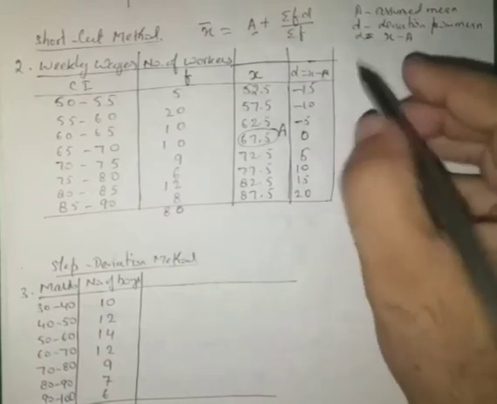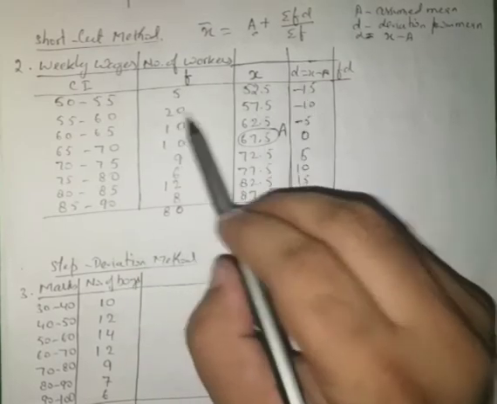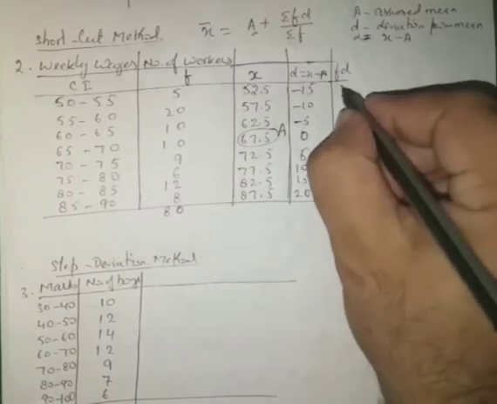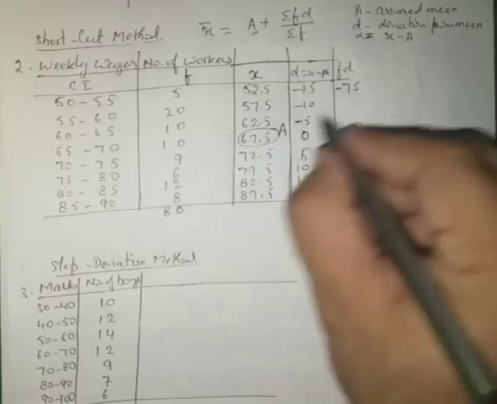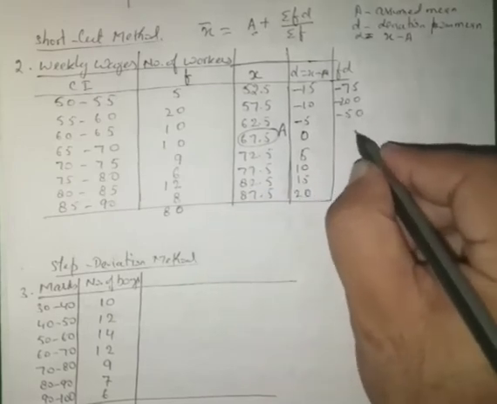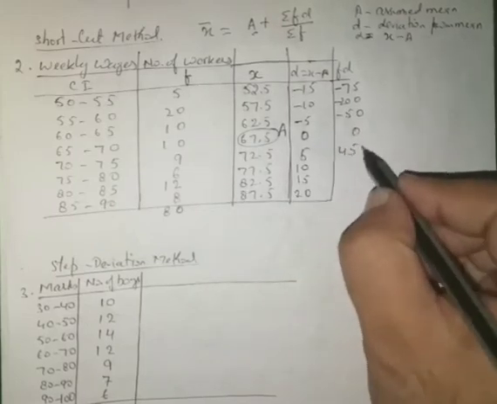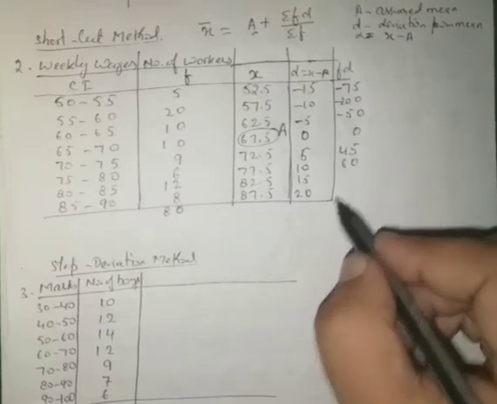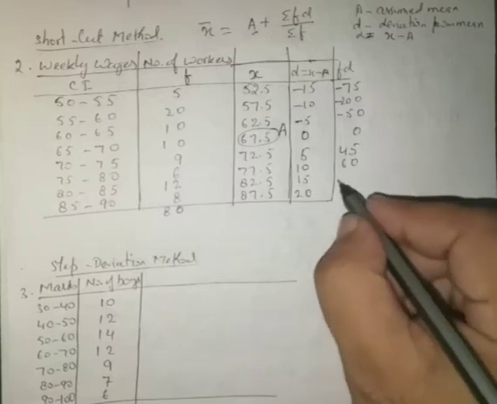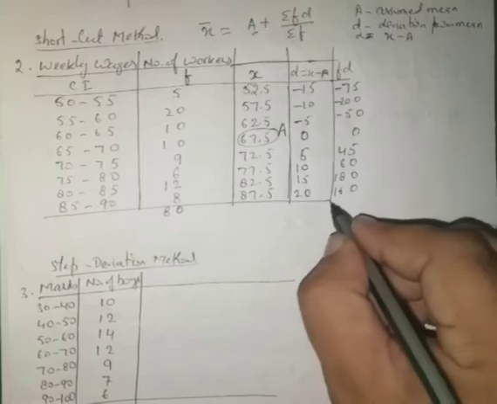Now we have to find FD, that is F multiplied by D. So now we will multiply these. 5 multiply 15 is 75, so it will be minus 75. This will be minus 200, minus 50, and this will be 0. And 9 5s are 45, 60. 12 multiply 15 is equal to 180, and 20 multiply 8 is 160.